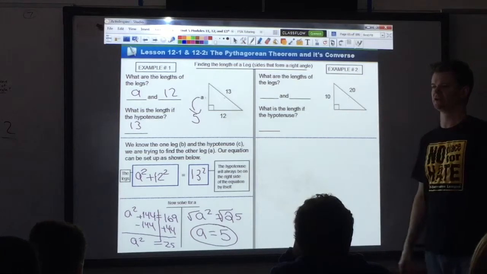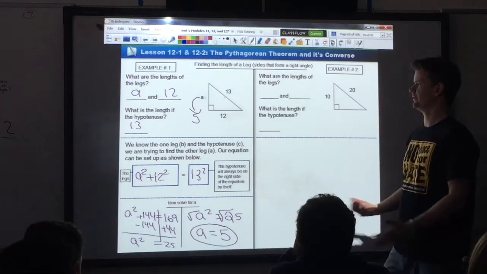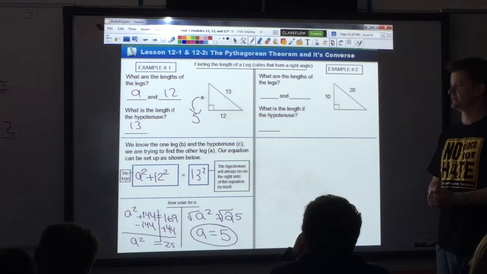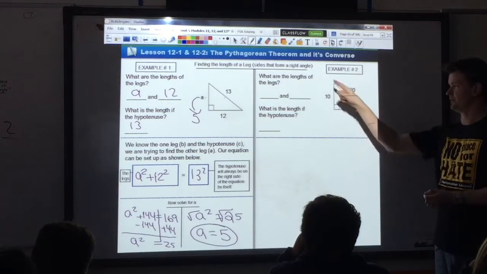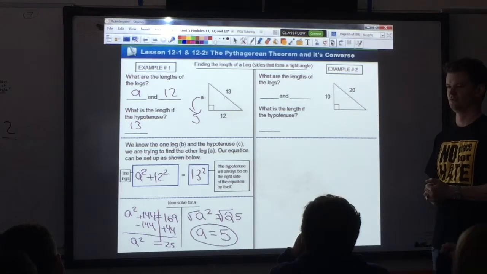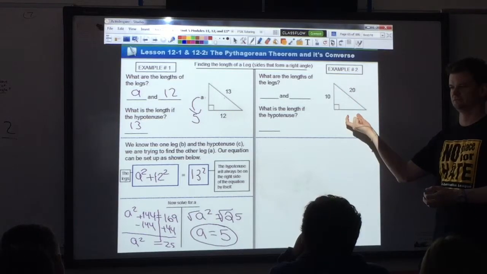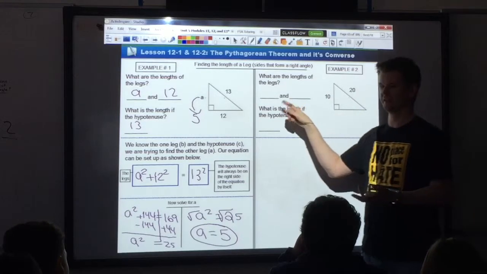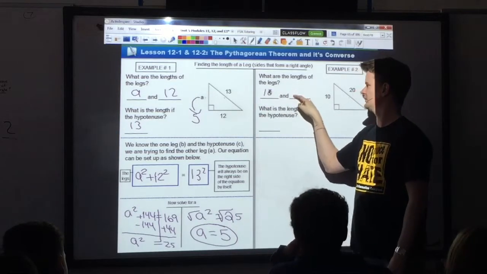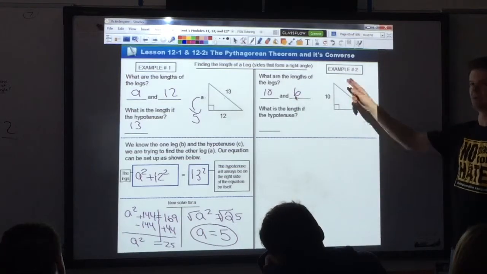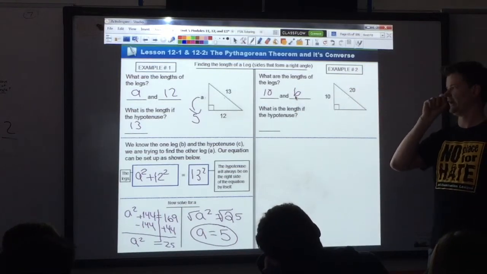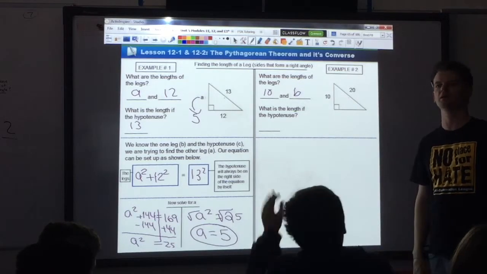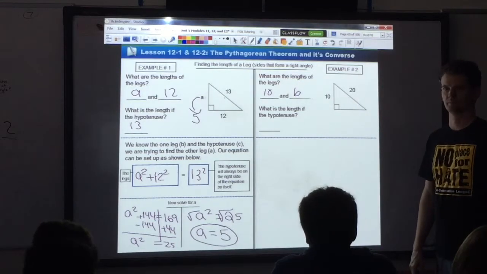On this one right here, let's go to Gutierrez. What are the lengths of the legs? 10 and C. C represents the hypotenuse. We know the hypotenuse. What do you want to put here? You can put X, or you can just say it's B. It's one of the legs, A or B. I'll say 10, and I'll use B, because I always like to make the smaller side A and this the B. What is the length of the hypotenuse? Maria, what is it? 20.